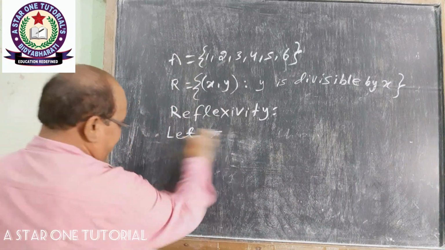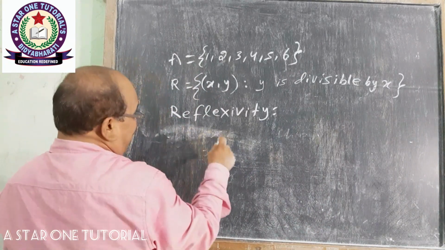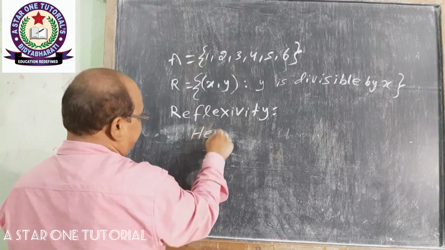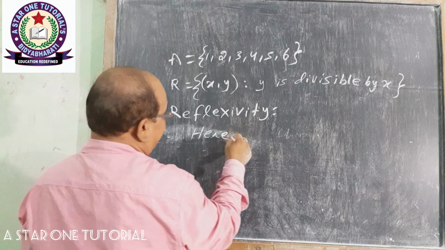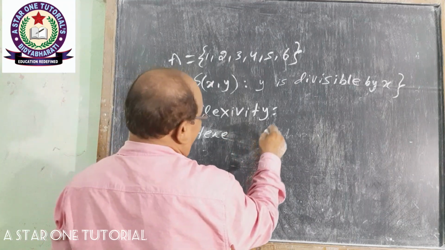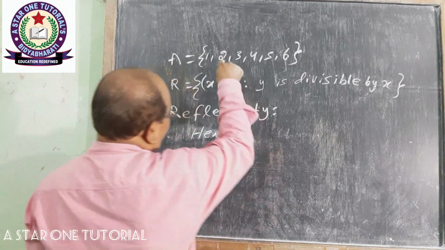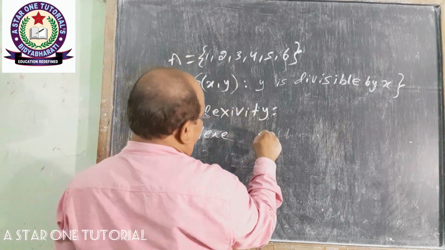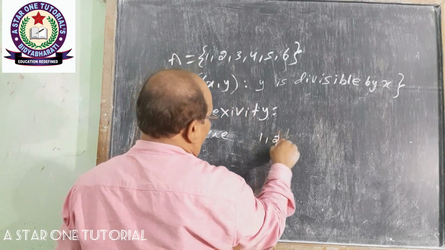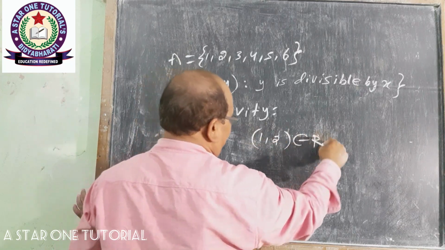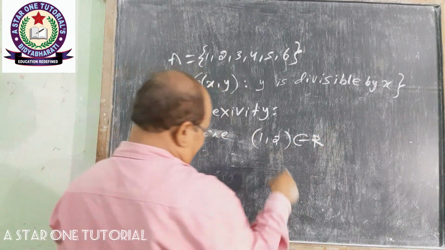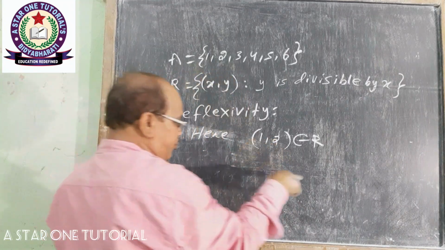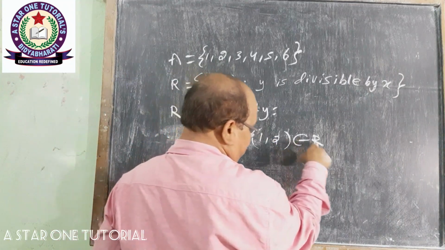Let's come to symmetric. Suppose we know that 2 is divisible by 1. That means we can say that the ordered pair (1, 2) belongs to R. Why? Because 2 is divisible by 1. Therefore, we can say that the ordered pair (1, 2) belongs to R.